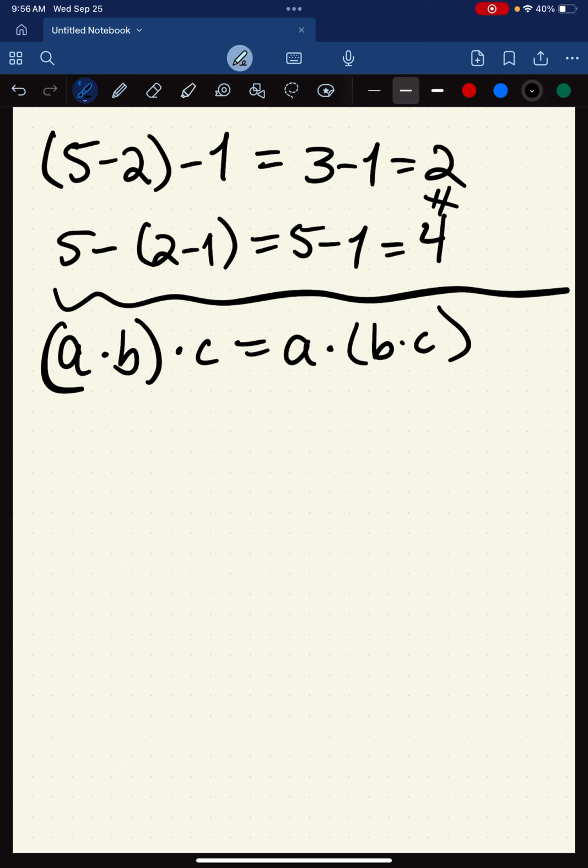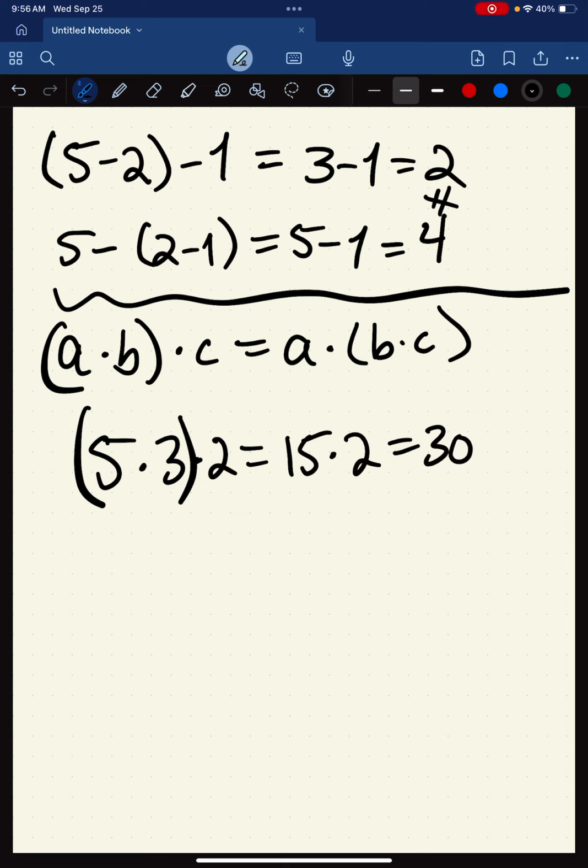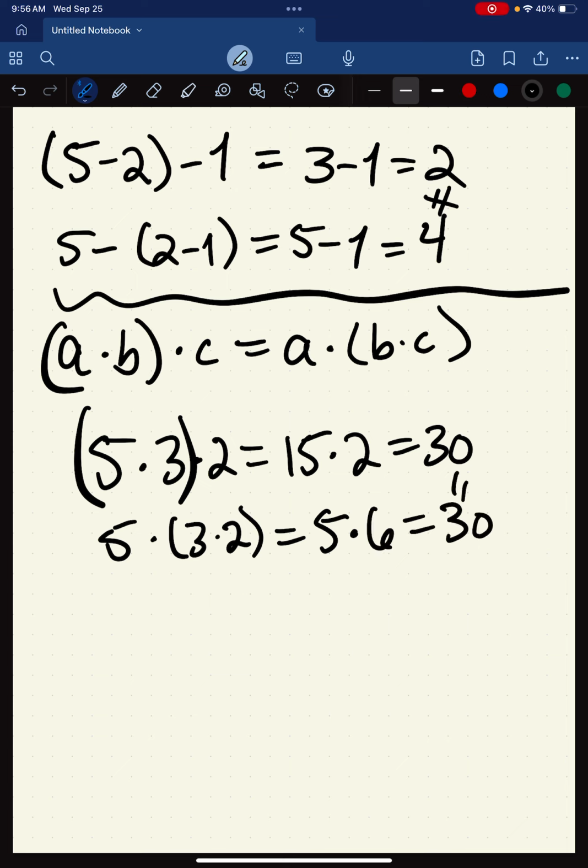So let's look at some examples. 5 times 3 times 2. If we do the first two first, 5 times 3 is 15, times 2 is 30. Then 5 times (3 times 2) is going to be 5 times 6, which again is 30. Those two are equal.